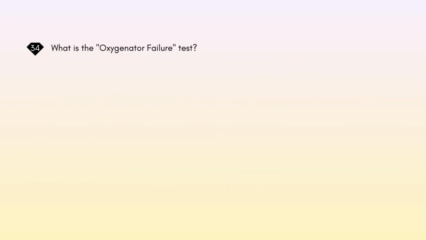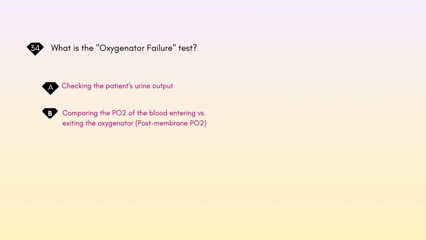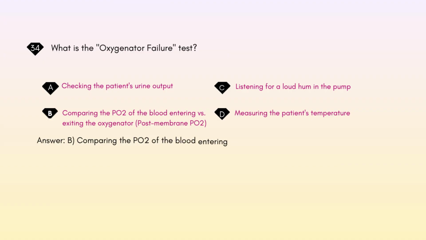What is the oxygenator failure test? A. Checking the patient's urine output. B. Comparing the PO2 of the blood entering versus exiting the oxygenator, postmembrane PO2. C. Listening for a loud hum in the pump. D. Measuring the patient's temperature. Answer: B. Comparing the PO2 of the blood entering versus exiting the oxygenator, postmembrane PO2.